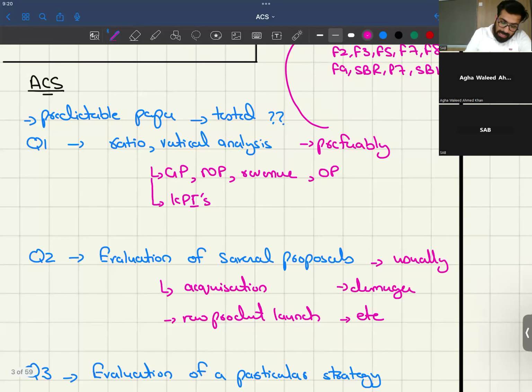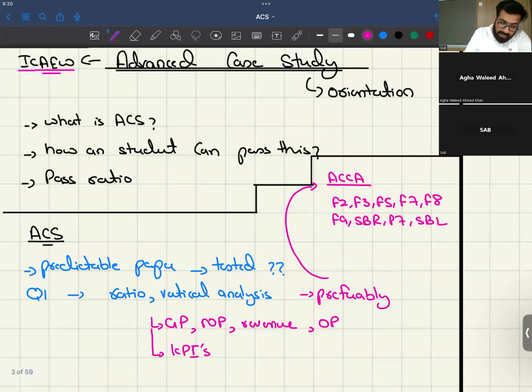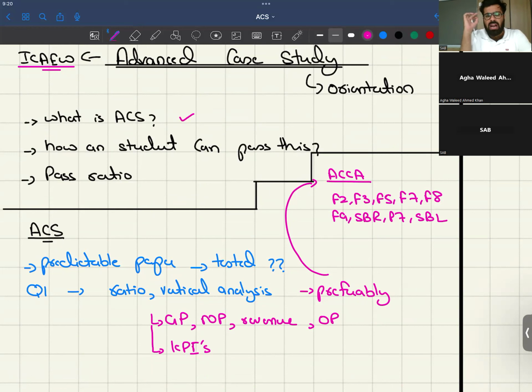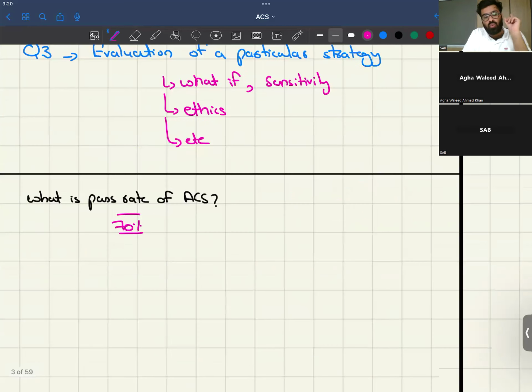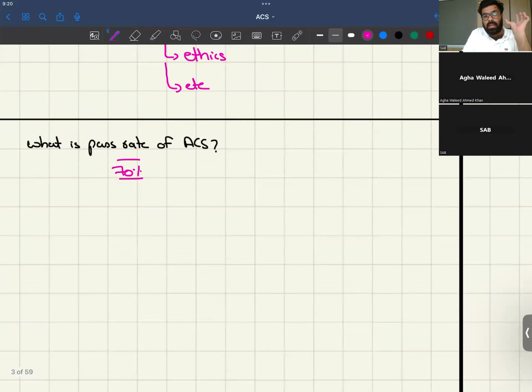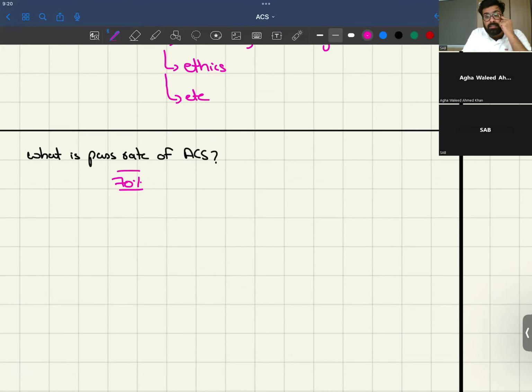Now see, we discussed ACS, a strategical paper, I would say, which tests different skills, different strategies being given. Pass ratio, we discussed it. Now, how can a student pass this? I've seen many students flunk SBM, but they cleared the ACS first time, because this is a project. Basically, you have to deal with it.